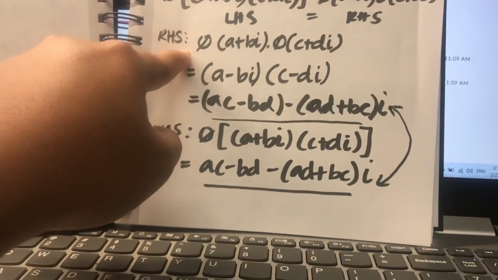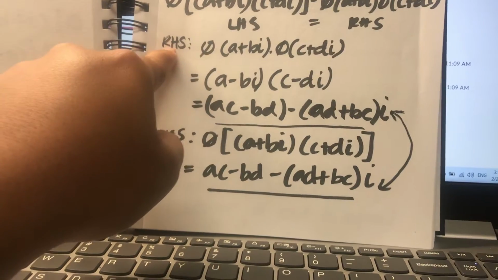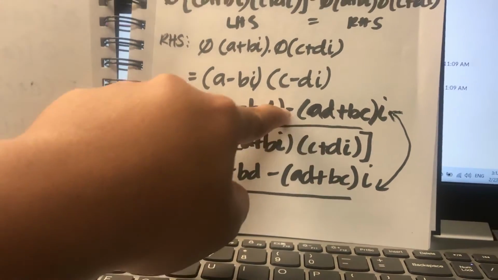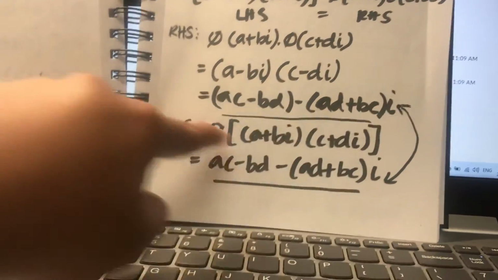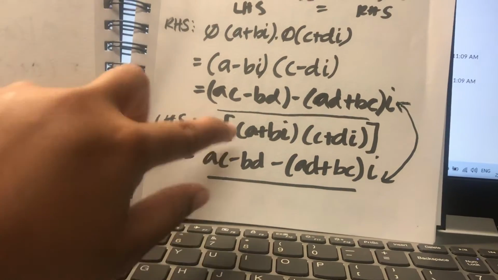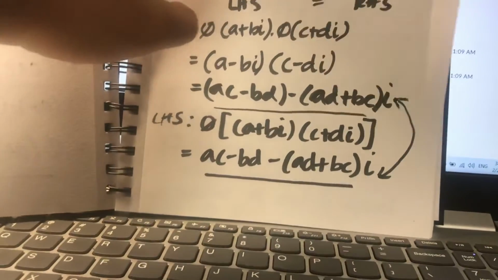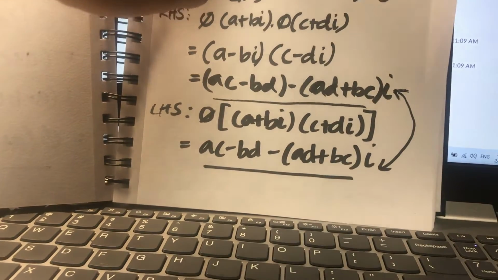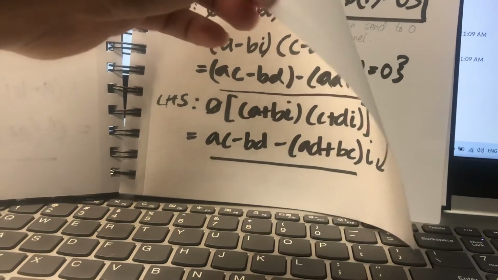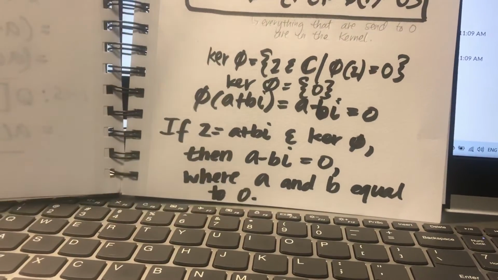If we expand the right hand side first, we end up with ac − bd − (ad + bc)i. And then if we expand the left hand side too, we end up with the same answer, which means they are equal. Then that means φ preserves the operation of multiplication. So we can conclude that φ is a homomorphism.